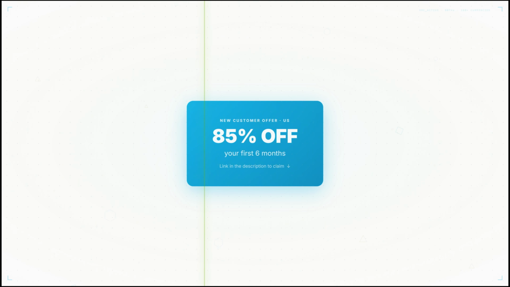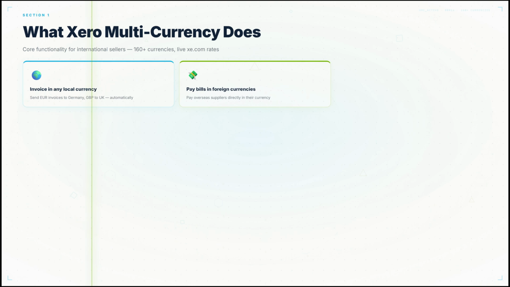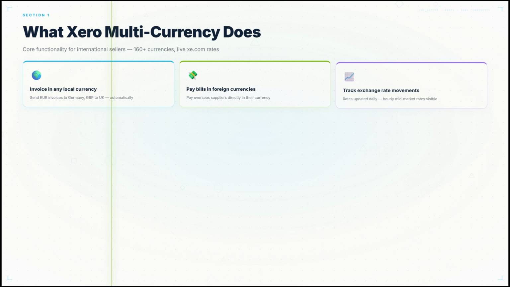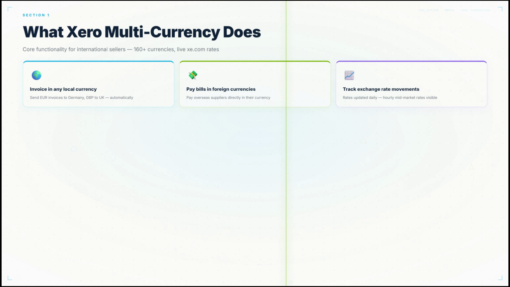Section 1. What Xero multi-currency actually does. Here's the core functionality and why it matters. When you enable multi-currency in Xero, you can invoice customers in their local currency, send a euro invoice to a customer in Germany or a GBP invoice to someone in the UK. Pay bills in foreign currencies. If you have suppliers in other countries, pay them in their currency directly.